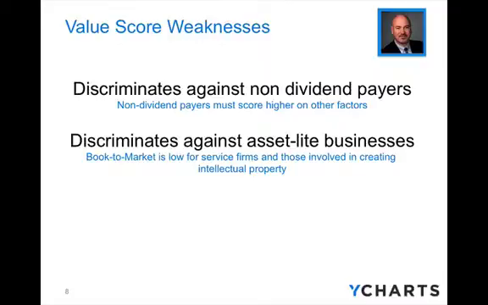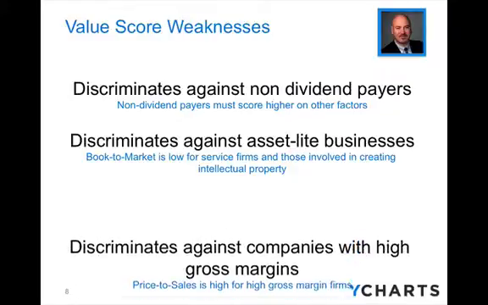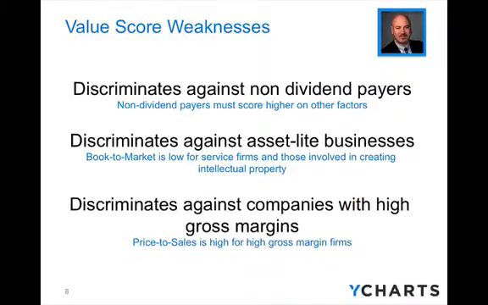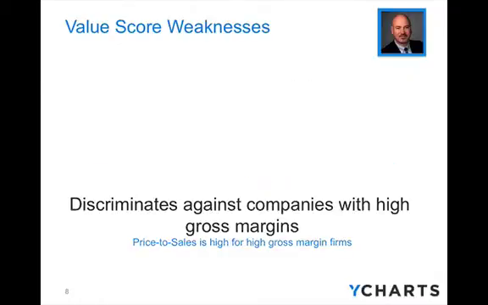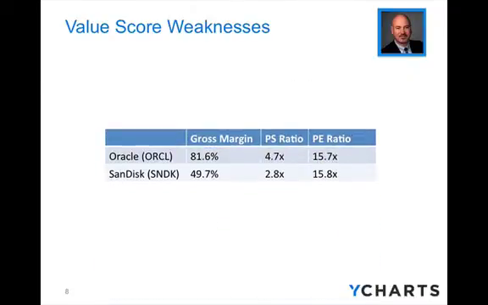Now the last weakness, and this is a bit counterintuitive, but it actually discriminates against companies with high gross margins. And this is due to the inclusion of price to sales, which tends to be higher for high gross margin firms. Let's give an example of this. We have 2 companies, Oracle and SanDisk. They're both high-tech firms. Oracle is a software maker. SanDisk is a maker of NAND flash drives.